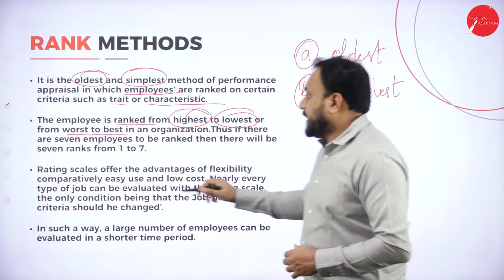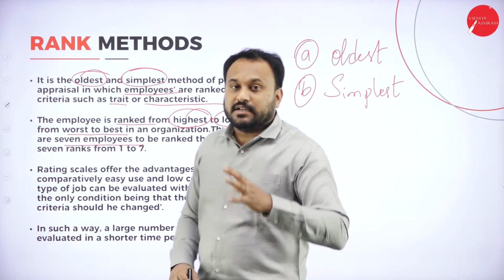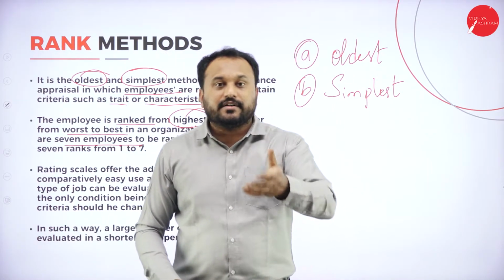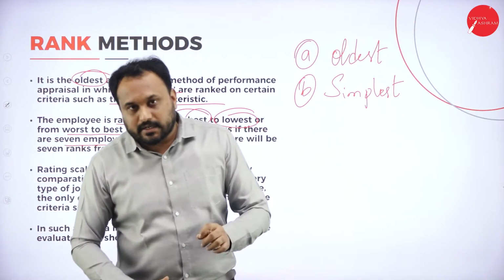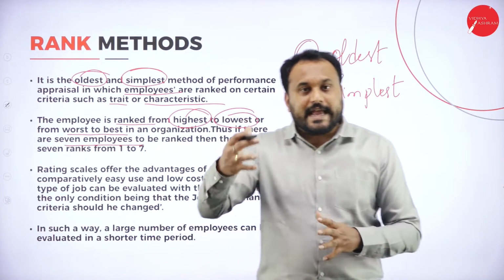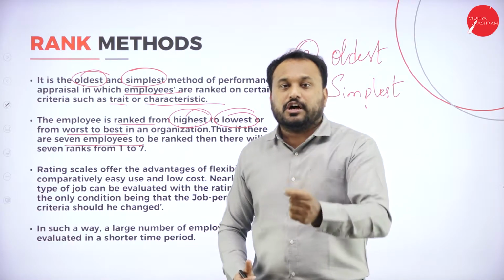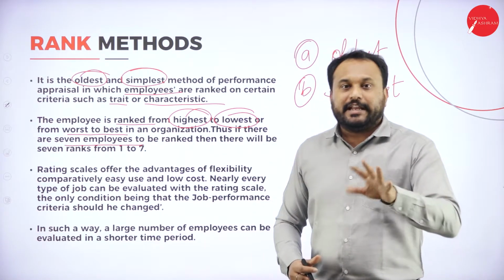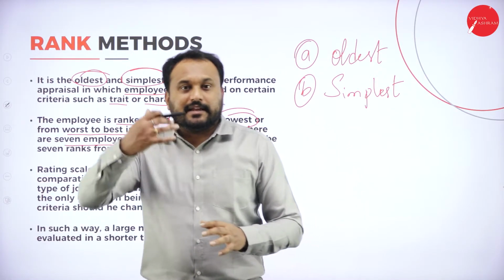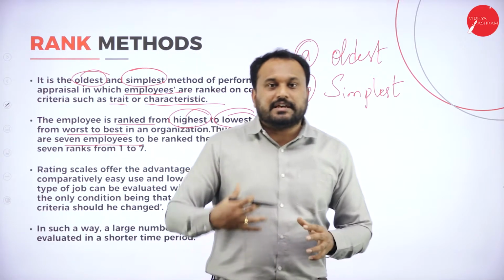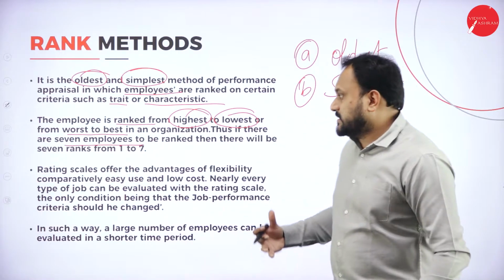Thus, if there are 7 employees to be ranked, there are 7 ranks. Say there are 100 employees, 100 ranks. So it depends on how well they are. The people who get the first rank, second rank, third rank, those are the people we call the efficient. So the top 10 ranks are the most efficient people in the organization. The least ranks, say 70, 80, 90, mean they are not so efficient. That is what the ranking system goes with.